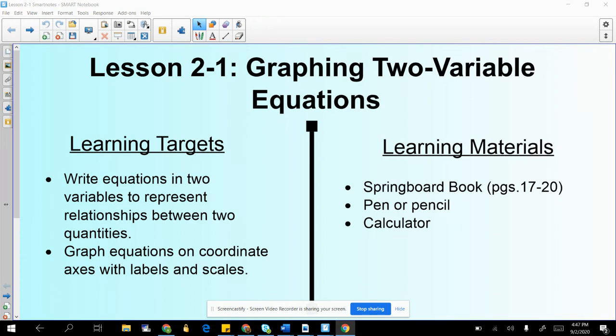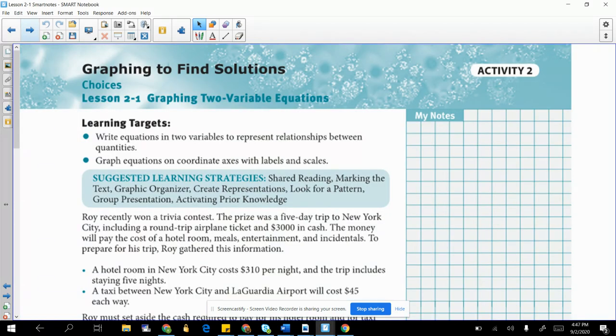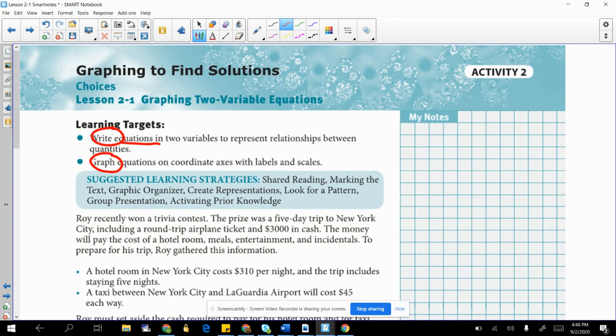We are going to be in the Springboard book, starting on page 17 through page 20. You will need a pencil and probably your calculator. So let's get started on page 17. We are going to be graphing to find solutions. We are going to write equations in two variables to represent relationships between quantities, and then graph those equations on coordinate axes with labels and scales.